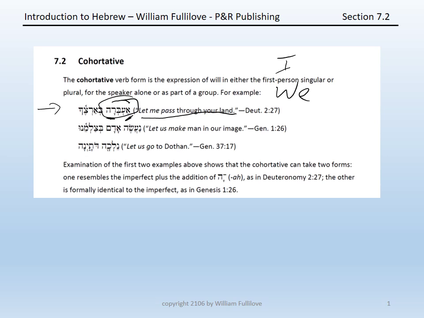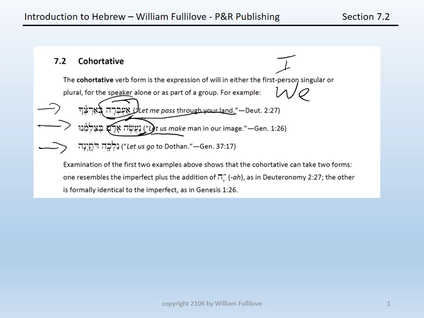Or from Genesis 1:26, Na'aseh adam b'tsalmenu. Let us make man in our image. The verb na'aseh is a qal cohortative first common plural from the root ayin sin he. The noon is a prefix on the cohortative form. Let us make man in our image.